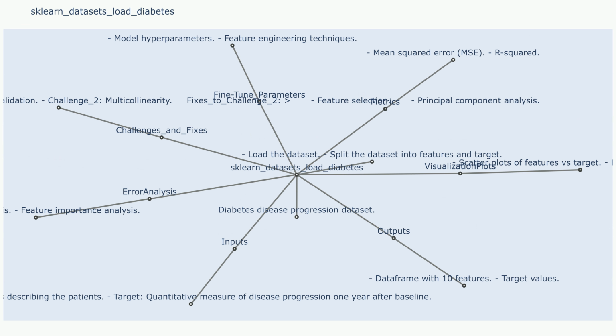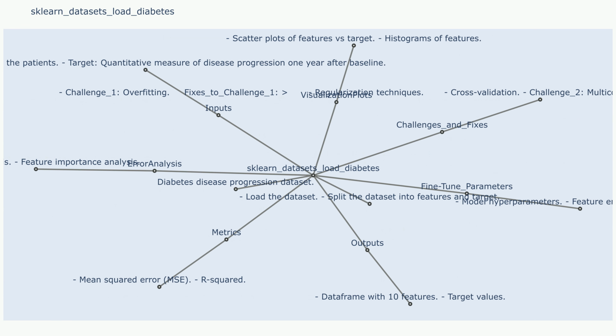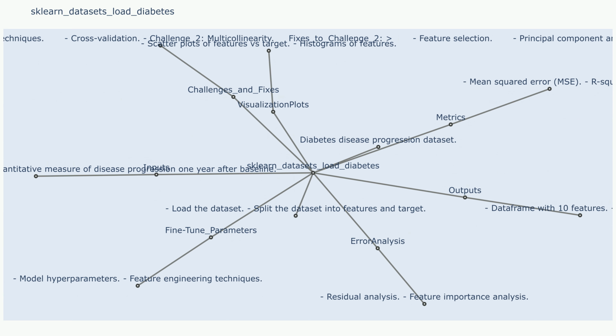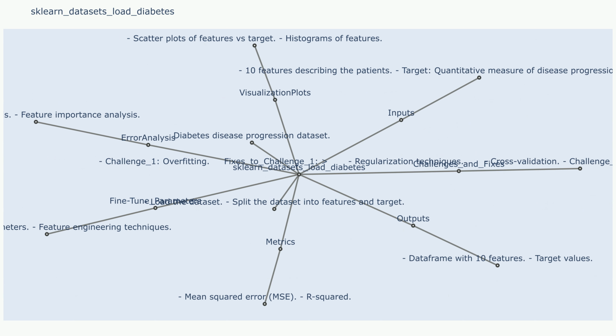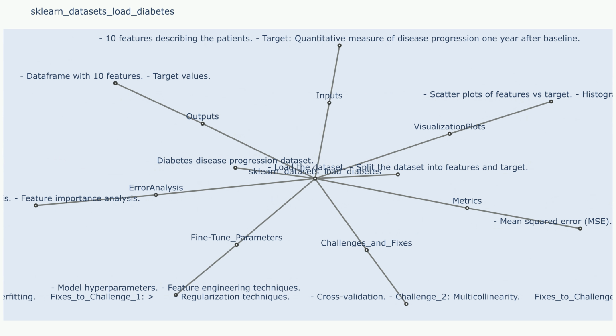None. Outputs: Dataset, a dictionary-like object with the following keys. Data, a NumPy array of shape 442 by 10 containing the 10 features for each patient. Target, a NumPy array of shape 442 containing the disease progression 1 year after baseline. DESCR, a string describing the dataset. Feature names, a list of strings containing the names of the 10 features. Data file name, a string indicating the path to the data file. Target file name, a string indicating the path to the target file. Steps: the dataset is loaded from the scikit-learn library. The data is read and stored in a dictionary-like object.